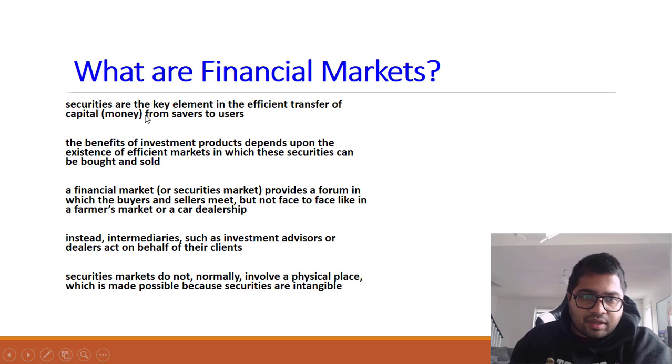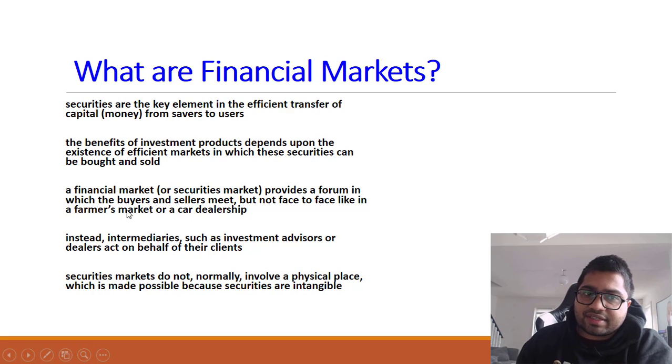The benefit of investment products depends on the existence of efficient markets in which securities can be bought and sold. A financial market provides a forum in which buyers and sellers meet, mostly not face to face but electronically, often through intermediaries such as investment advisors or dealers. They can act on behalf of clients. Security markets do not normally involve a physical place. Most of it is electronic now.